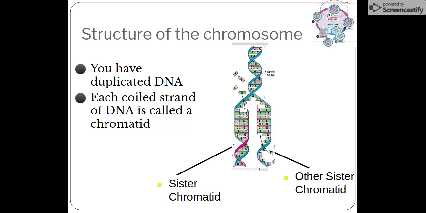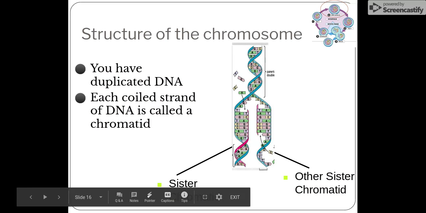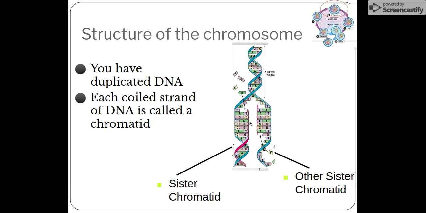Okay, so we've got our replicated DNA. It has doubled. This chromatid is each strand of the DNA. So this new double-stranded DNA is one chromatid. On the other side is another chromatid. So within these chromosomes, these are sister chromatids because they're identical to one another. Okay, so sister chromatids are identical versions of that DNA.